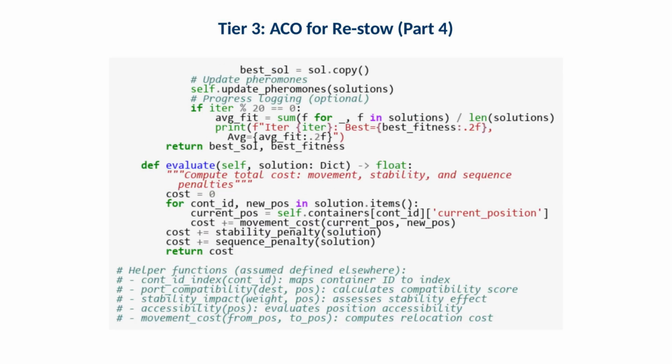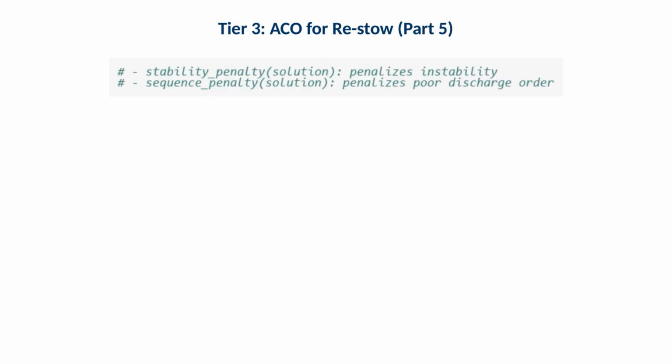This part shows the main optimization loop over iterations and how the best solution is tracked. The loop structure is what allows the method to improve over time rather than stopping at the first feasible plan. This part shows the evaluation idea. Total cost includes movement cost, plus stability and sequence penalties. Operationally, the evaluation function is where you encode what you care about most, including stability and discharge order.